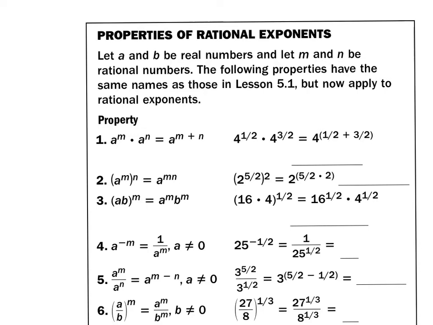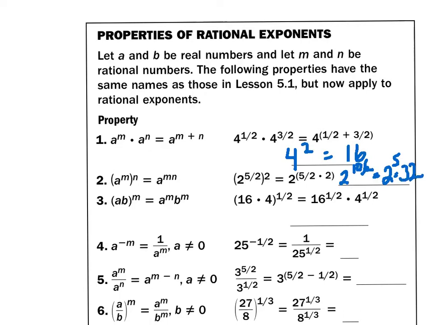So number 1, 4 to the 1/2 times 4 to the 3/2. We're going to add 1/2 and 3/2. And that is 4/2. So that's really 4 to the 2nd, and that would be 16. Okay. 8 to the m times n, we can multiply those together. So 5/2 times 2 would be 2 to the 10/2. Multiply the top and the bottoms of the fractions. And that would be 2 to the 5th, and that would be 32.